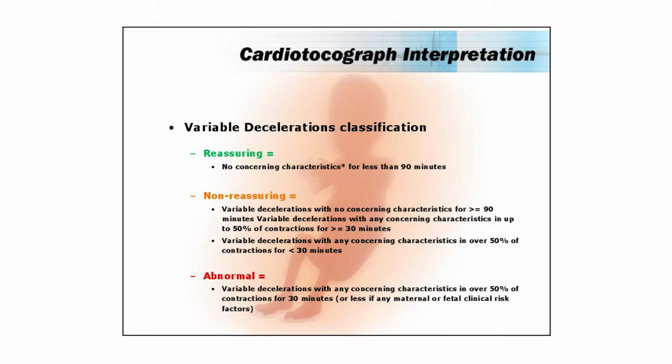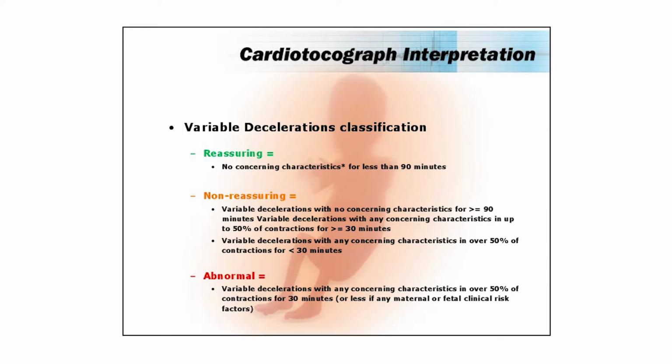So just take a moment to read this here. I'll give you a moment just to read this slide. This is the NICE and the RCOG classification for variable decelerations. As I said, you want to be able to tell each of the features, the baseline rate, the baseline variability, and the decelerations. Classify each of those 3 features into reassuring, non-reassuring, and abnormal.